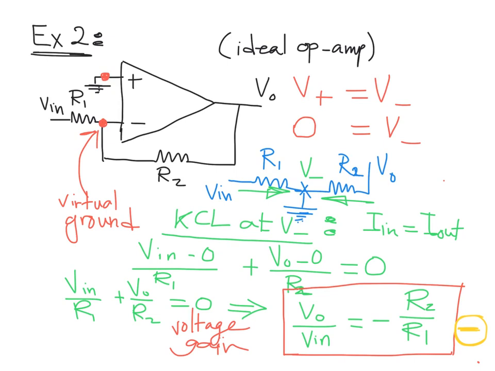Again, a ratio between two resistances is a positive number. This positive number is multiplied by a negative sign, so it will be a negative number at the end, and this is called an inverting amplifier. So this is our second example.